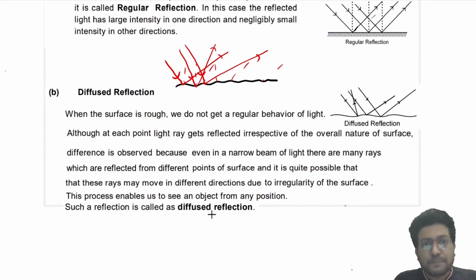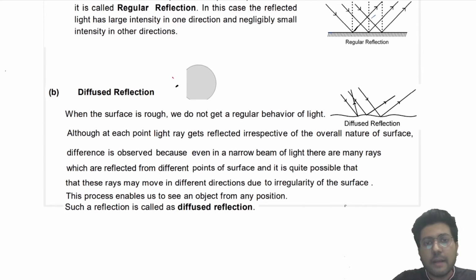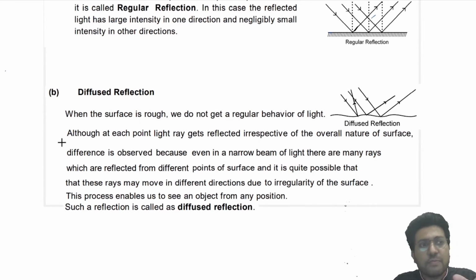This is a very important statement. Suppose you have a book. A book can be seen from any direction. Why? Because it shows diffused reflection, since its surface is rough. Light from a source strikes the book and gets reflected in all directions, and the reflected light from that book enters your eye. But a shiny object will be seen from a definite direction only, because it will reflect light in a definite direction only.